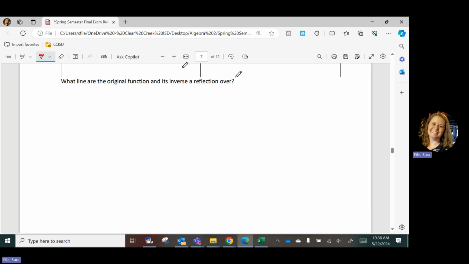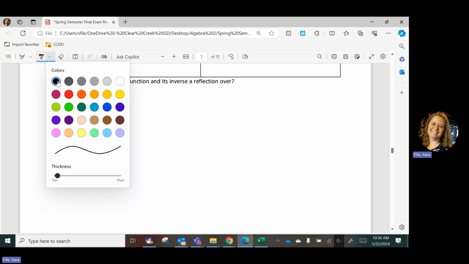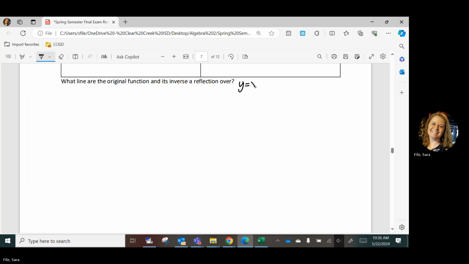Oh, this is what we were just talking about. The line of the original function and the inverse reflect across the line y equals x. Always, y equals x.